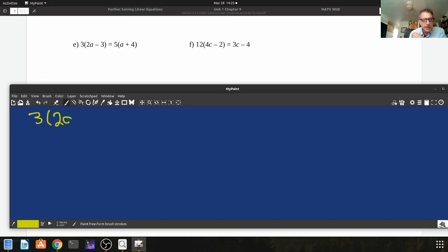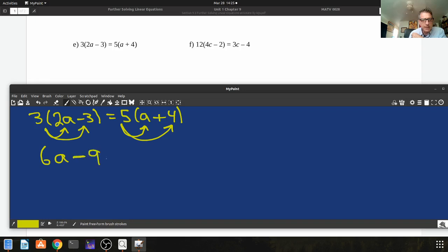That's 3 times 2a minus 3 is equal to 5 times a plus 4. So using distribution again, three times 2a is 6a, and 3 times minus 3 is minus 9. That's my left-hand side. 5 times a is 5a, and 5 times 4 is plus 20.